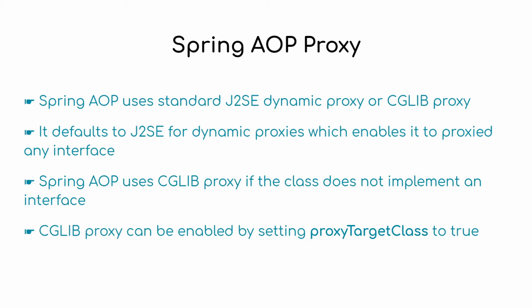In this lecture, we are going to talk about Spring AOP proxy and see how Spring implements proxy. Spring AOP uses standard Java 2 Standard Edition dynamic proxy or CGLib proxy. It defaults to J2SE dynamic proxies, which enables it to proxy any interface. Spring AOP uses CGLib proxy if the class doesn't implement an interface. We also can enforce Spring AOP to use CGLib proxy by setting proxy.